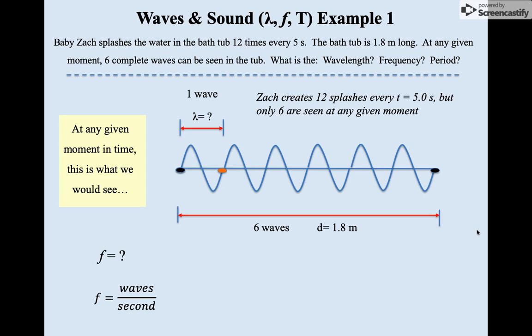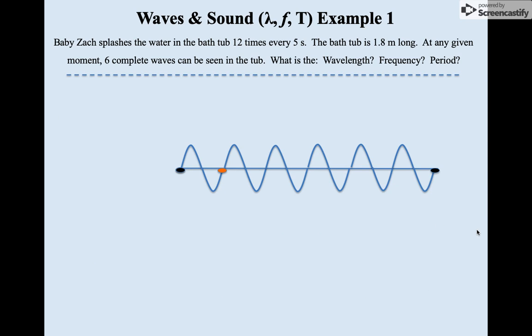Oftentimes we will use the units of hertz to describe frequency, but hertz is just the name of an actual person. Waves per second is the actual conceptual unit, and it has some more meaning and is helpful for helping us reason through problems. So Zach is creating 12 splashes every 5 seconds. A wave is a splash, so the frequency is 12 divided by 5, which is 2.4 splashes per second, or 2.4 hertz. We can use this frequency information in the next slide.